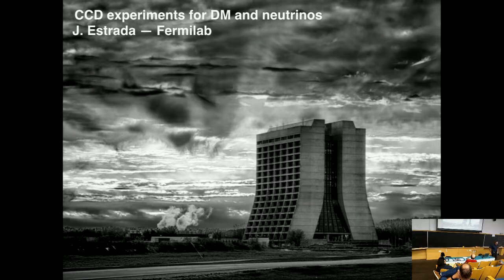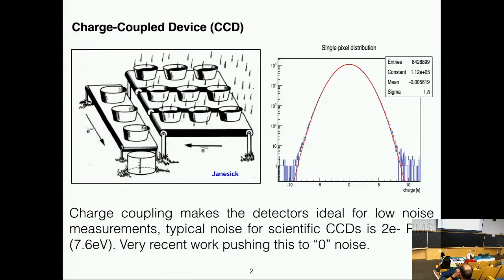Okay, I'm going to tell you about another technology for looking at dark matter. I'm going to talk about charge coupled device experiments for dark matter and neutrinos, actually. I'll try to go over this fast because we all want to go for lunch. CCDs are charge coupled detectors that have very low readout noise, and that's the main advantage that has made them usable for a lot of applications in astronomy and now in these dark matter and neutrino searches.